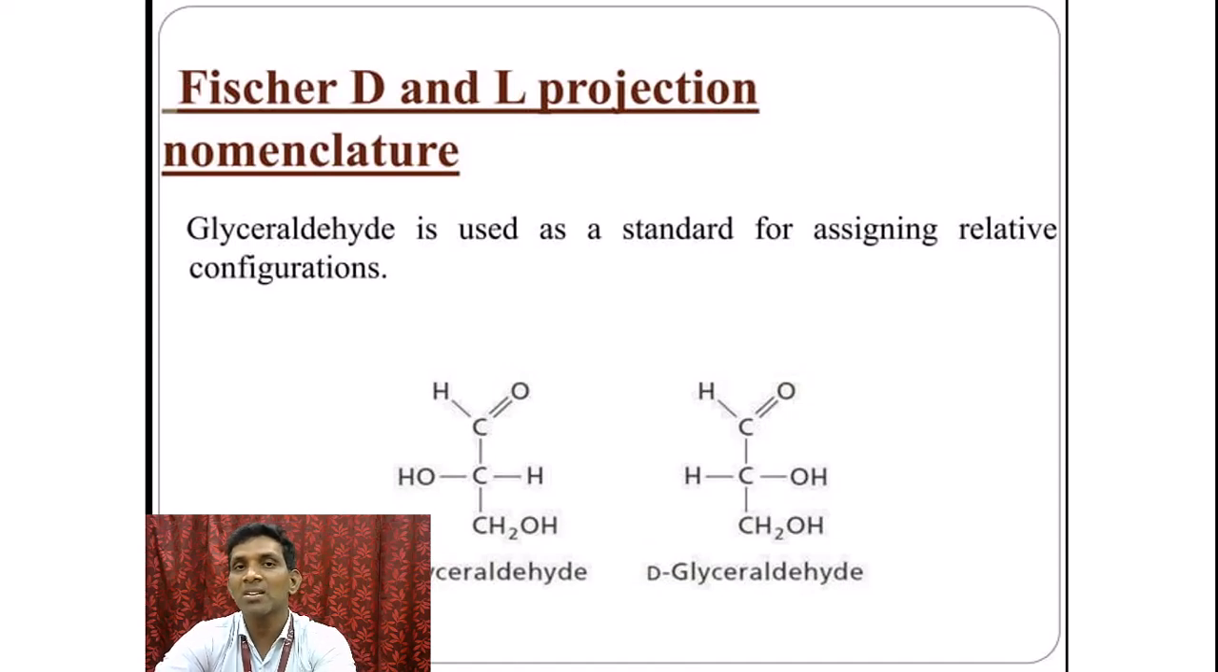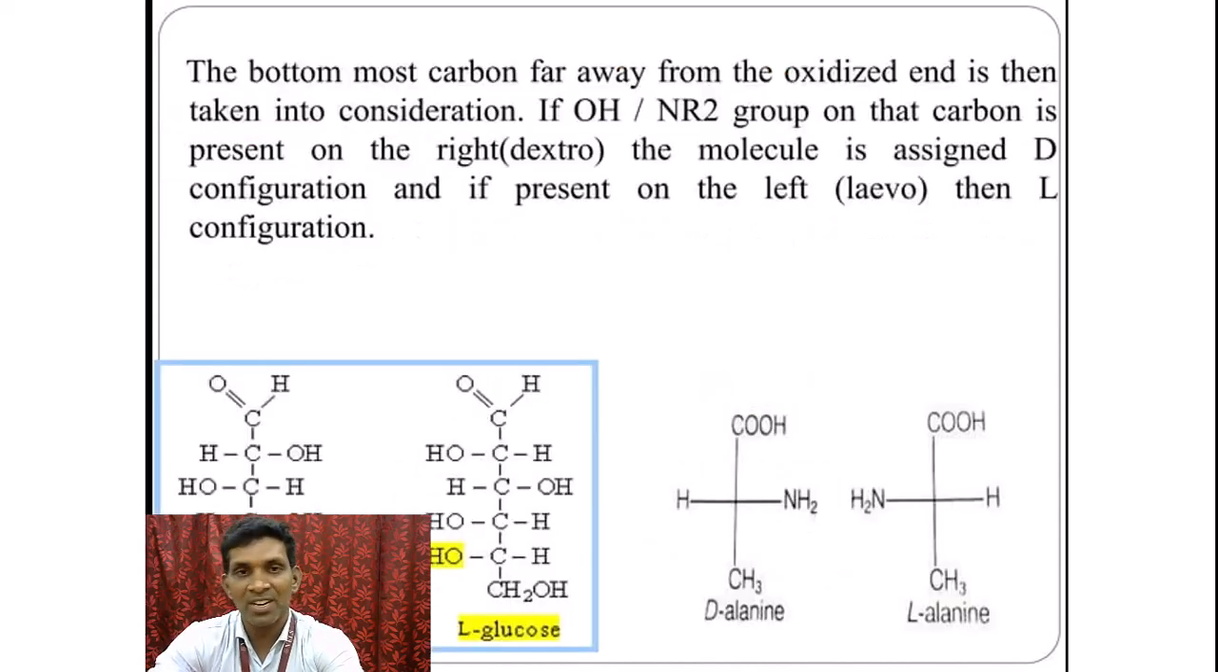So this is the capital D and capital L projection formula. Small d and small l are different from capital D and capital L, because capital D and capital L is a relative configuration which came from taking glyceraldehyde as a reference compound. If you take glyceraldehyde, it contains one chiral carbon, so I will get two stereoisomers, because I get 2 power n isomers. N is 1 means you will get two isomers. Both isomers are seen here. In D-glyceraldehyde, the OH is on the right hand side, and in L-glyceraldehyde, the OH is on the left hand side.